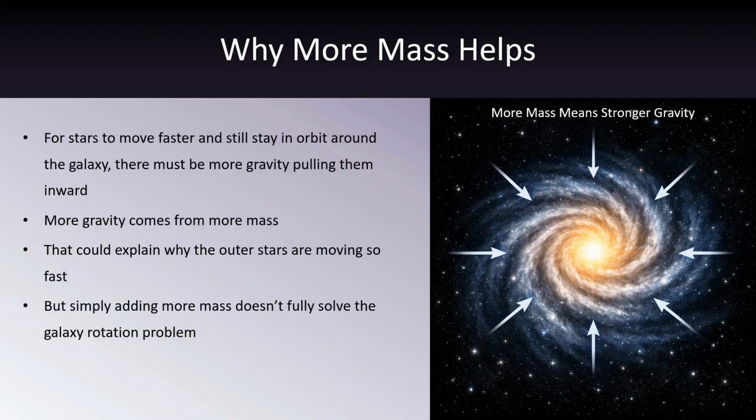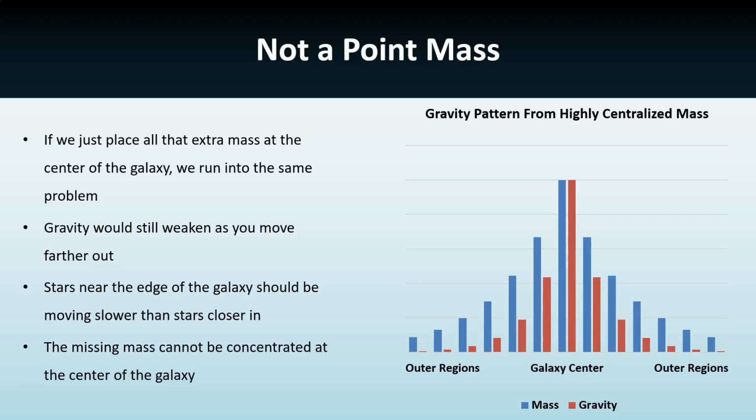But simply adding more mass doesn't fully solve the galaxy rotation problem. Not a point mass. If we just place all that extra mass at the center of the galaxy, we run into the same problem. Gravity would still weaken as you move farther out. So, stars near the edge of the galaxy should be moving slower than stars closer in, just like we predicted from the visible mass alone. That means the missing mass cannot be concentrated at the center of the galaxy.